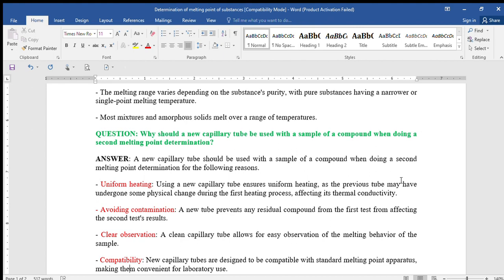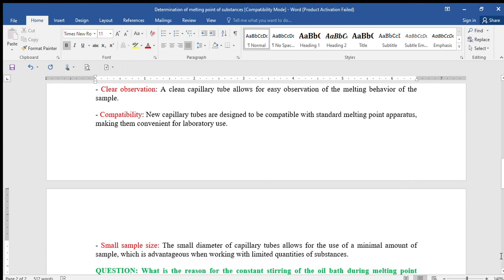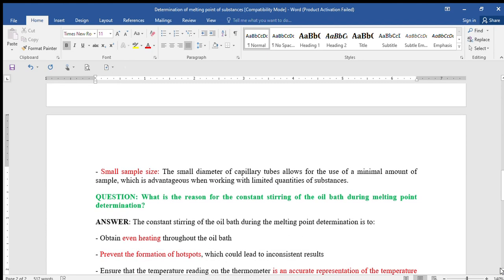Number two, to avoid contamination. A new tube will prevent any residual compound from the first from affecting the second test result. Number three, for clear observation. With the use of a clean capillary tube, it will allow you to easily observe the melting behavior of your sample. Number four, compatibility. New capillary tubes are designed to be compatible with standard melting point apparatus, making them convenient for laboratory use. Okay, now the last part there is the small sample size. The small diameter of your capillary tube allows for the use of a minimal amount of sample, which is advantageous when working with limited quantity of substances.